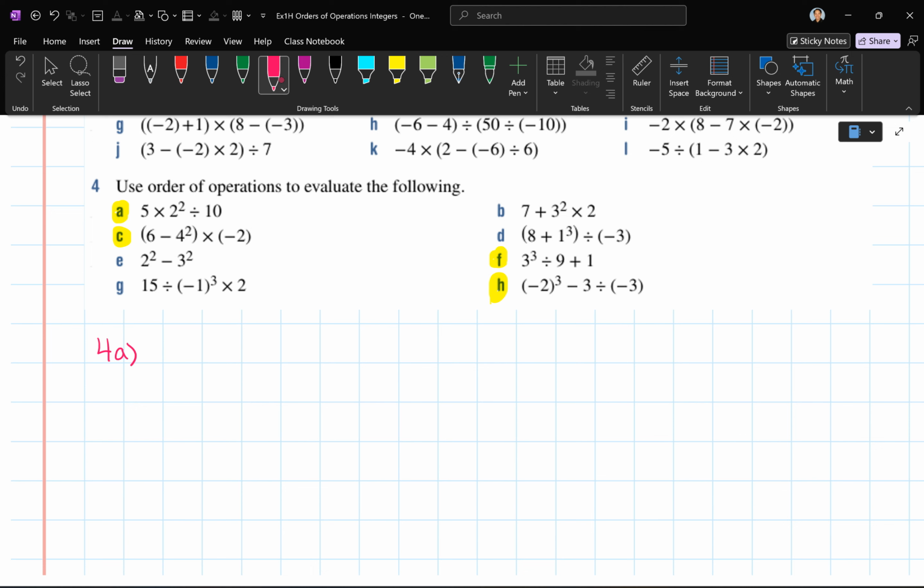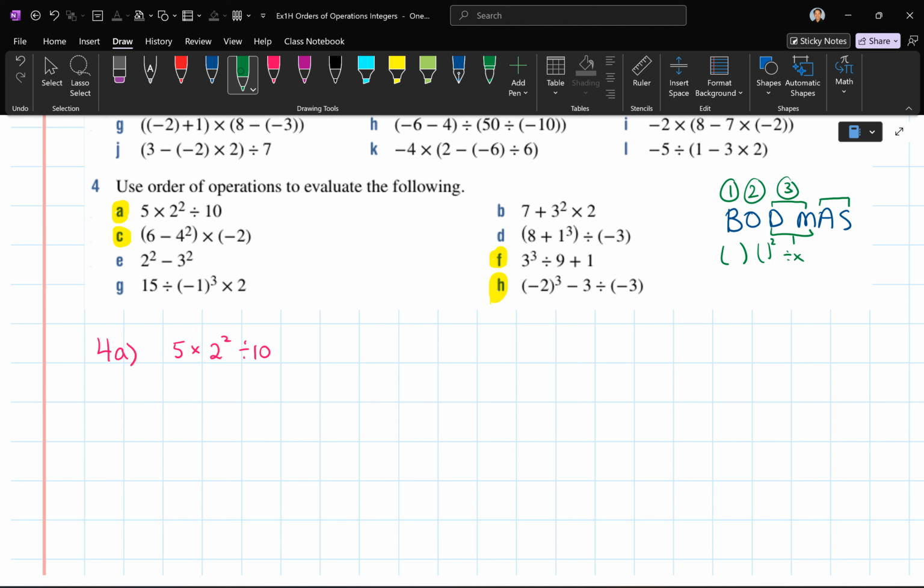Right, 4A, the question is 5 times 2 squared divided by 10. Now we're going to follow BODMAS. B stands for brackets, and that's the first thing we look for. Then O, which stands for order, represents the powers or indices, so that's order number 2. Then D and M represent division or multiplication, which is order number 3. So that's the third thing we look at.